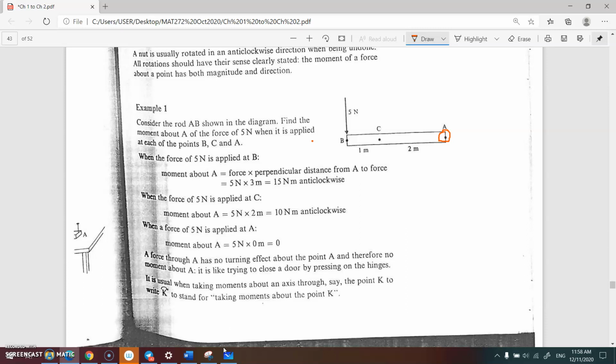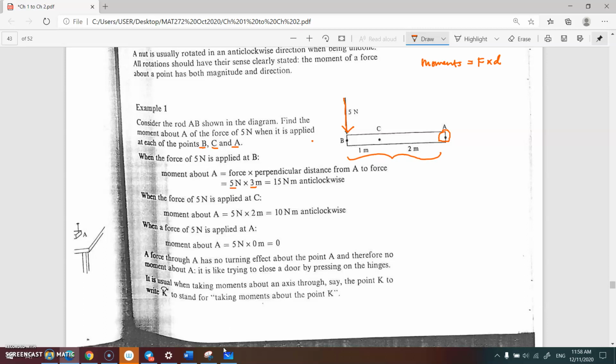Okay, so the question gave you 3 situations. First, the force is applied at point B. You remember that the moment formula is the force times the perpendicular distance. So the force is 5 and the distance is 3. So 5 times 3.